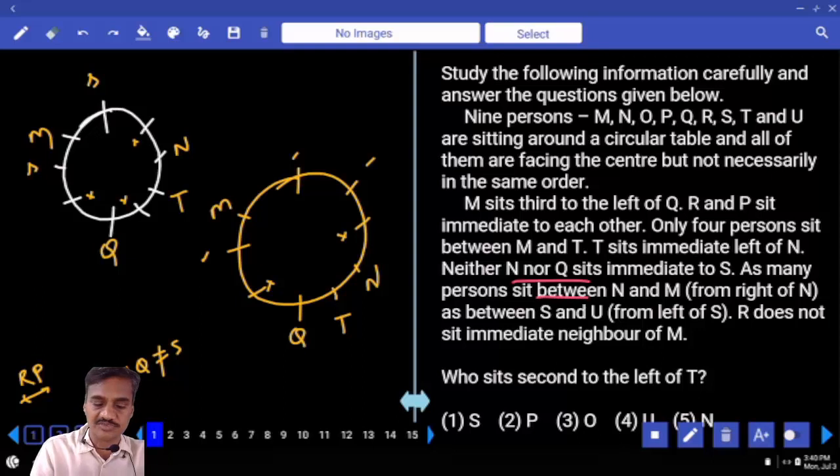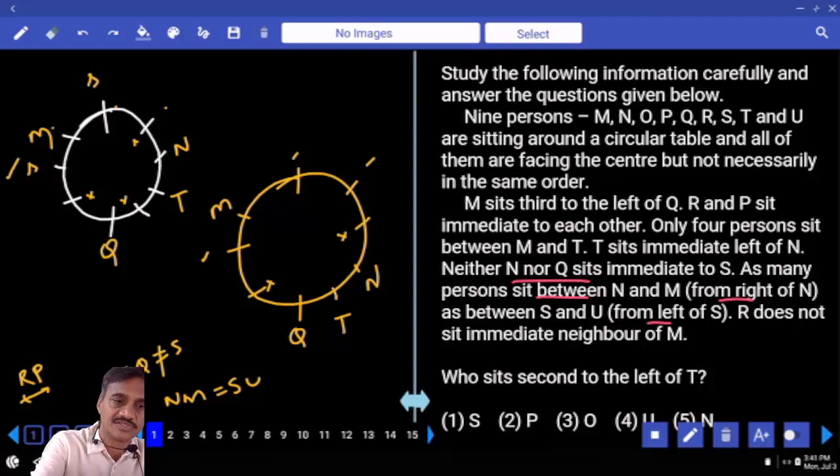And there are as many persons between N and M as between S and U. If you observe here, from the left-hand to right-hand side of N, now on the right-hand side of N, how many people are there? 3 people. Hence between S and U, we need to have 3 people to the left-hand side of S. If you take S at this place, then on the left-hand side of S between S and U there must be exactly 3, which is not possible. Hence S cannot be here. Hence where should this S be? S must be here. Between N and M there are 3 people, and between S and U there are 3 people.